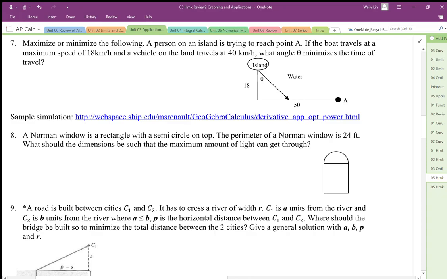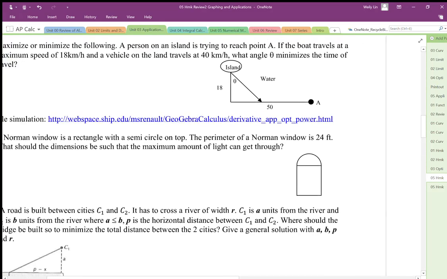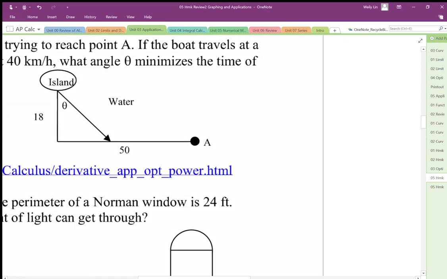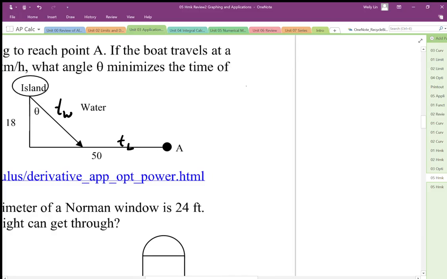So this is an optimization problem, so we need to minimize time. If we want to minimize time, we need an equation for time. And our equation for time is going to look like this. I'm going to talk about the time on the water and the time on the land. So T water, this is my T land. So the total time is equal to time on water plus time on land.